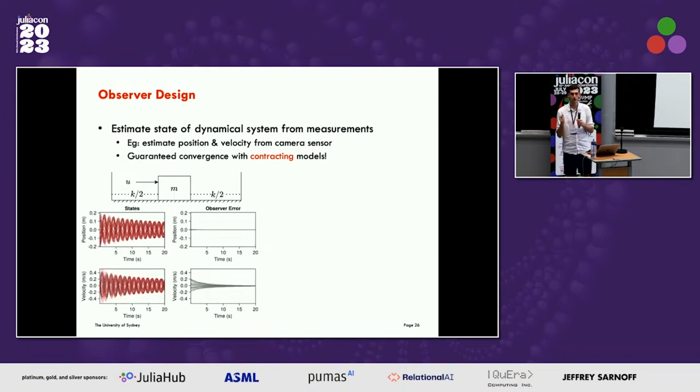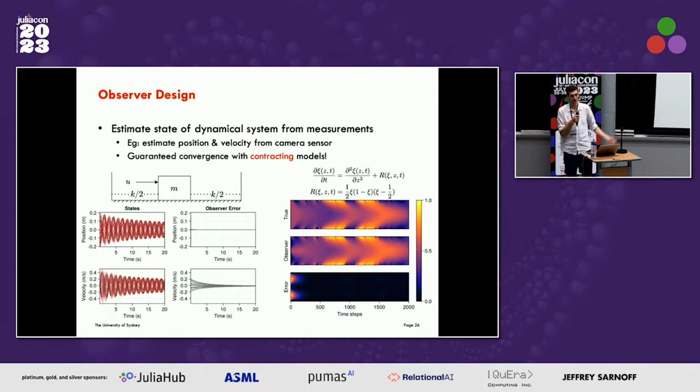And just by observing the position, my neural network can actually figure out what the velocity should be over some sort of finite time. So you can see all the velocity signals down the bottom right. The velocity error actually converges pretty nicely to the true solution. So that's pretty cool. And we can also do this on really complicated stuff like PDEs.